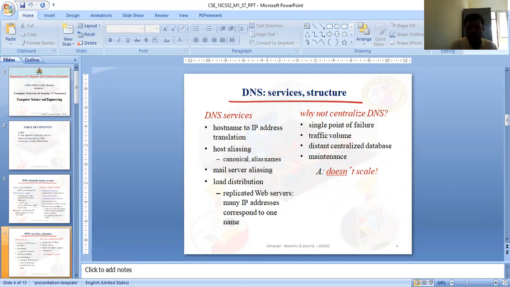So what DNS services and structures are available in the Domain Name System? As you know, the Domain Name System maps a domain name to an IP address and vice versa. What are the services? The first DNS service is host name to IP address translation. Then host aliasing: a canonical name or alias name is provided for a host, and mail server aliasing is also done by the Domain Name System. Then load distribution: web servers are replicated, and many IP addresses correspond to one name. That is possible with the help of DNS services.